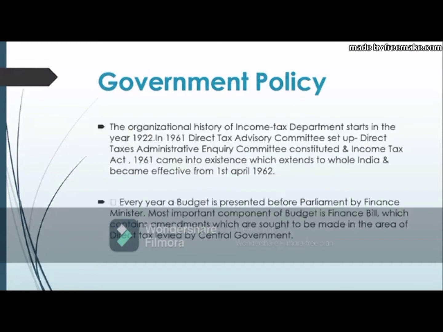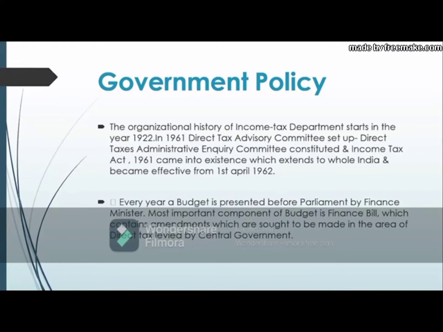The government's policy on taxation. The organizational history of the Income Tax Department starts in the year 1922. In 1961, the Direct Tax Advisory Committee set up a Direct Tax Administrative Inquiry Committee, and the Income Tax Act of 1961 came into existence, which extends to the whole of India and became effective on the 1st of April 1962.